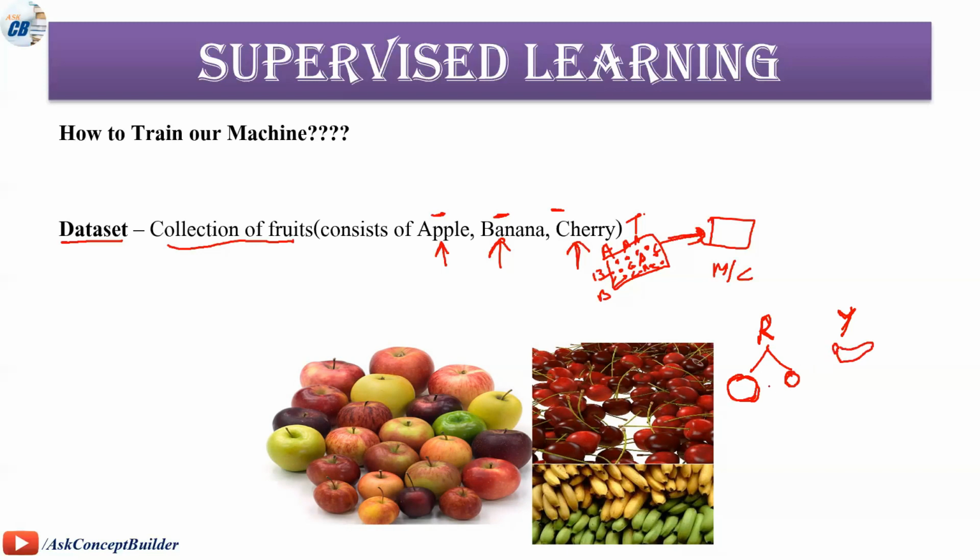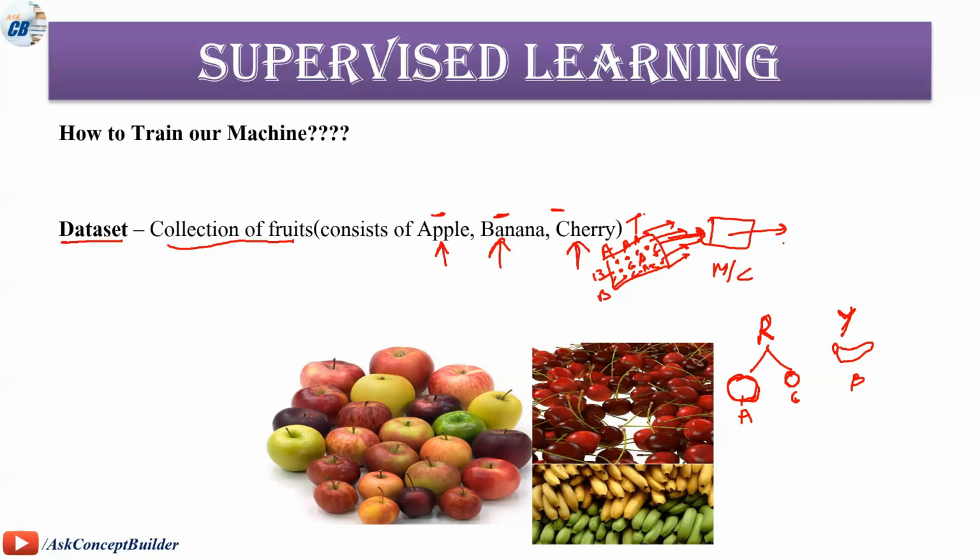All the fruits which are bigger in size and red in color are marked as apple, all the fruits which are smaller in size are marked as cherry, and all the fruits which are cylindrical in shape and yellow in color are marked as banana. So our machine will learn through our data set that these are the different types. Now we will keep on passing this training data set to our machine.